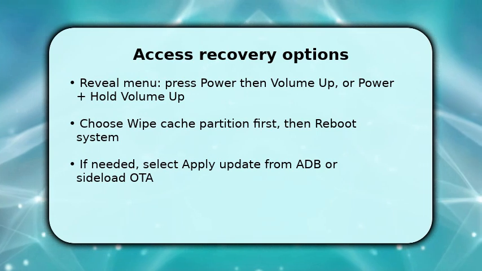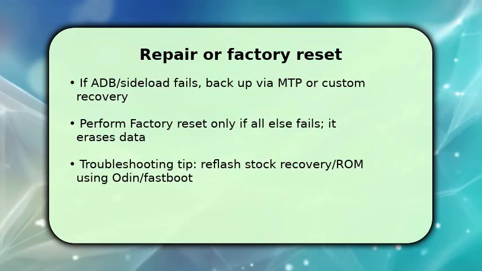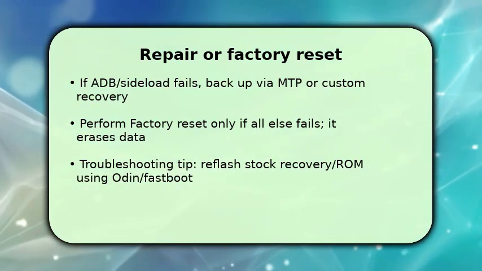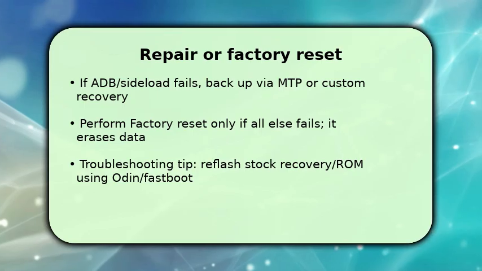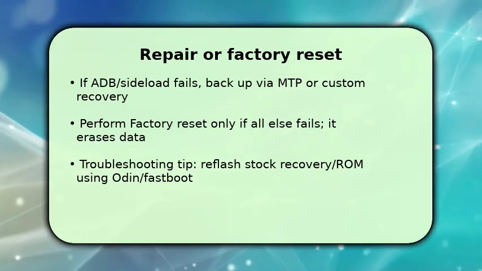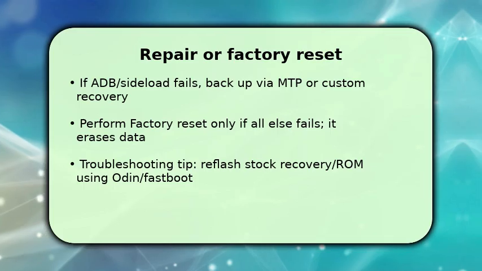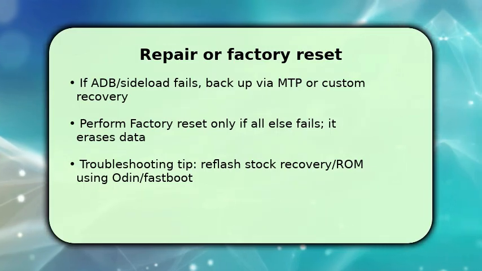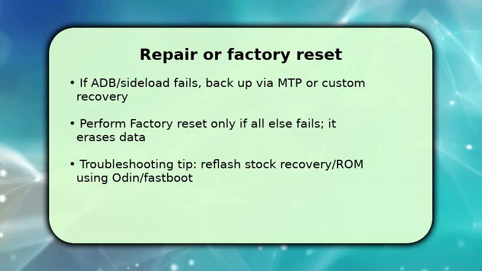You're at the final steps. If sideload or cache wipe didn't help, back up any accessible files using MTP or a custom recovery like TWRP. Once backed up, you can perform a factory reset to resolve deep system corruption, knowing it erases personal data.